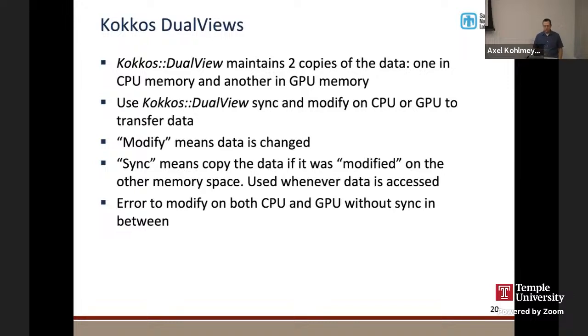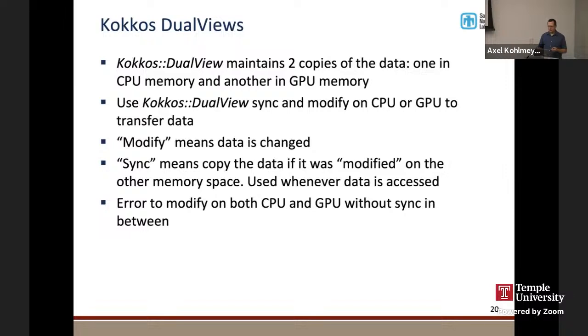Okay, so we talked about deep copy, we talked about create mirror view. There's another way to do this that we use a lot in LAMMPS. That's Kokkos DualView. A Kokkos DualView has two copies of the data, one in the CPU memory and another in the GPU memory. So it basically already did that create mirror view, and it just has it in a struct. It has both copies, the device and host views.